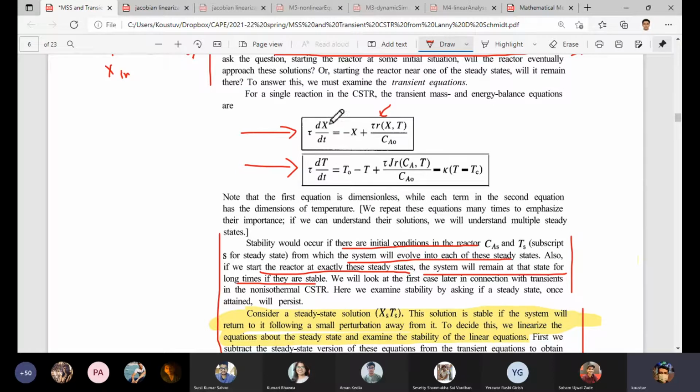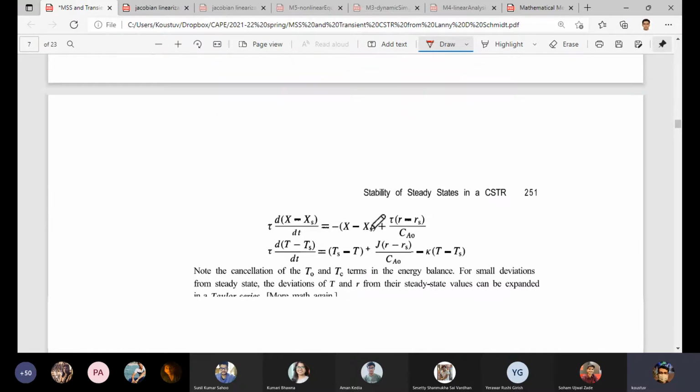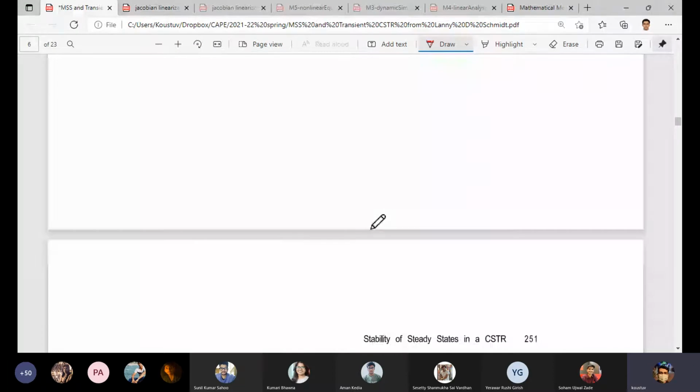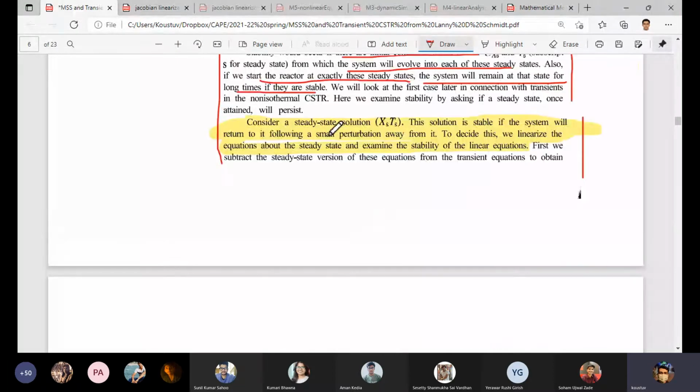So what we will do, in this case also, is define steady state values xs and Ts, and then define the steady deviation variables, right? That is exactly what we have done here: we considered a steady state solution, and we want to see whether it is stable or not by perturbing it a little bit.